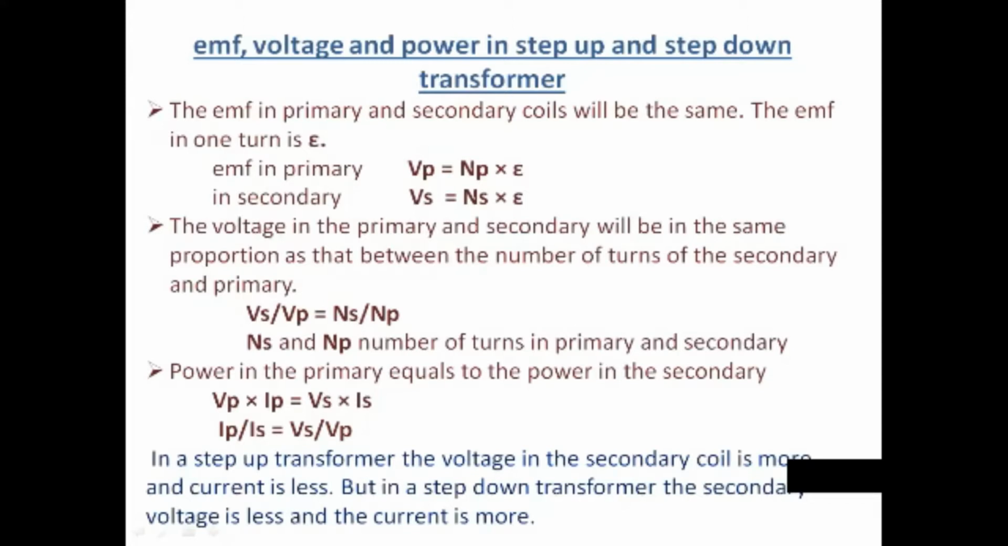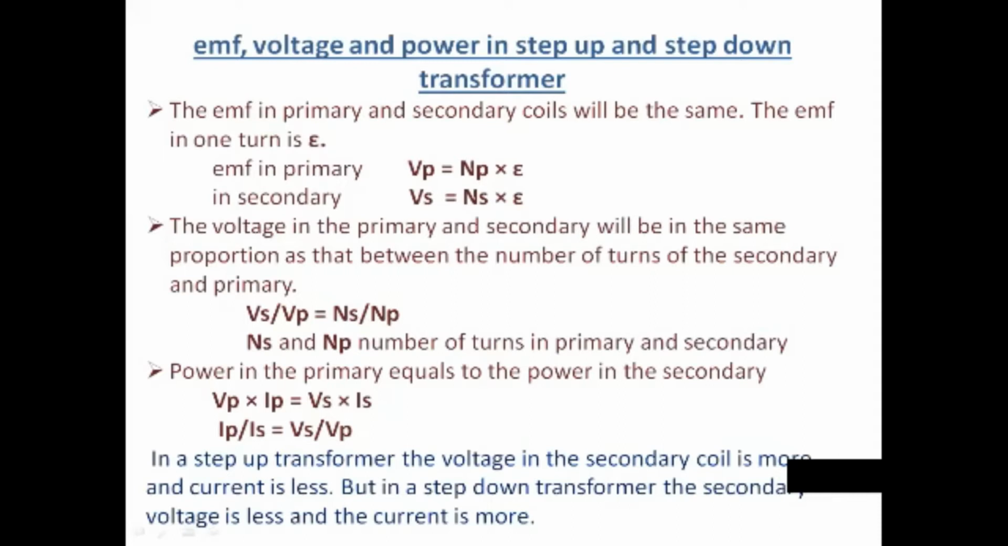Vp is the voltage in primary and Vs is the voltage in secondary. Np is the number of turns in primary and epsilon is the EMF of one turn of the primary. And Vs is the voltage of the secondary, Ns is the number of turns in the secondary coil and epsilon is the EMF in one turn. The voltage in the primary and the secondary will be in the same proportion as that between the number of turns of the secondary and primary.